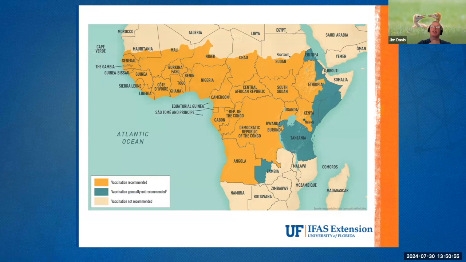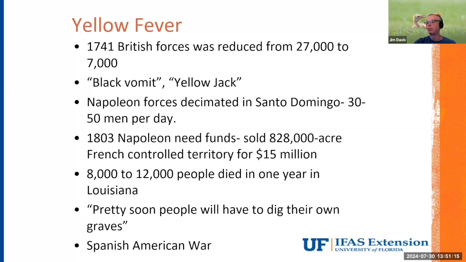Now, what I love about yellow fever is the historical context, and I always love to see how insects affect wars. Poor Napoleon got very devastated by insects when he went into Russia, and when he tried to invade the Hispaniola area, he just got killed by insects. In 1741, British forces were reduced from 27,000 to 7,000. I think that was an area in South America, if I'm not mistaken. Napoleon's forces got decimated in Santo Domingo. He lost about 30 to 50 men per day.